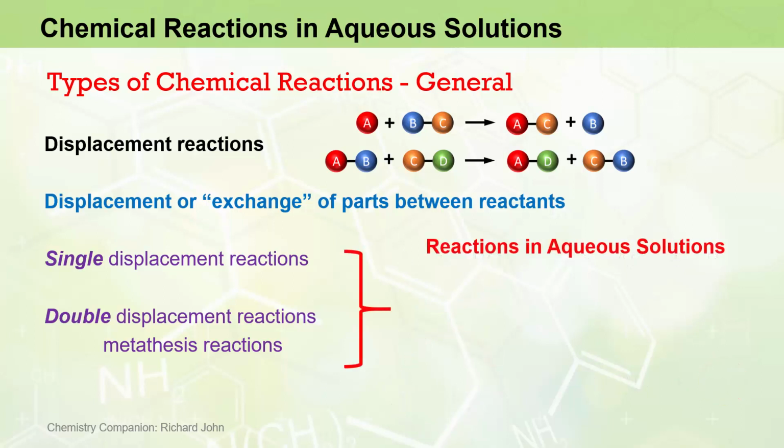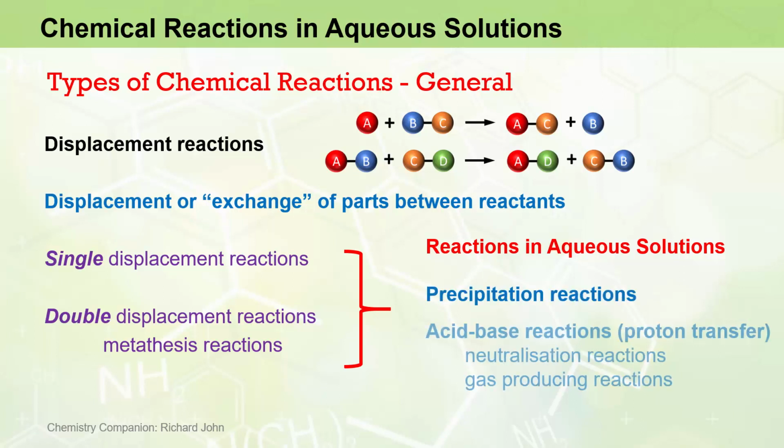It turns out that most chemical reactions in aqueous solutions are some type of displacement reaction, either a single displacement or a double displacement reaction. And in following videos, we will look in more detail at broad reaction types in aqueous solutions, such as precipitation reactions, acid-base reactions, otherwise known as proton transfer reactions, and redox reactions, otherwise known as electron transfer reactions.